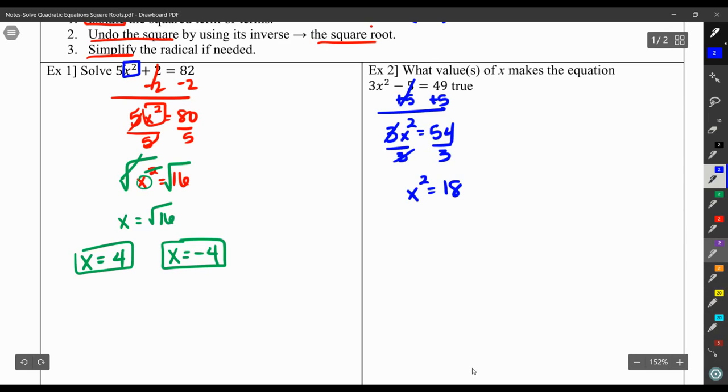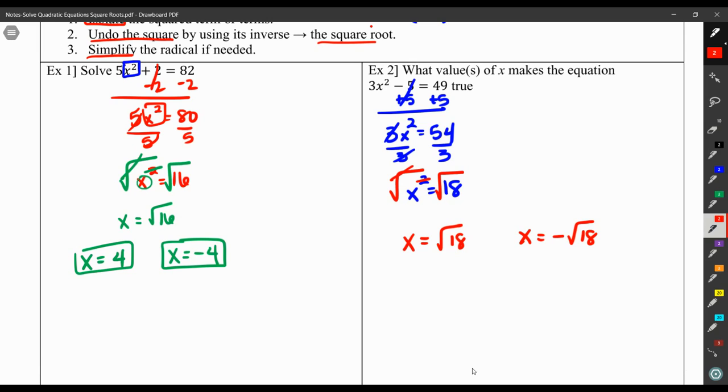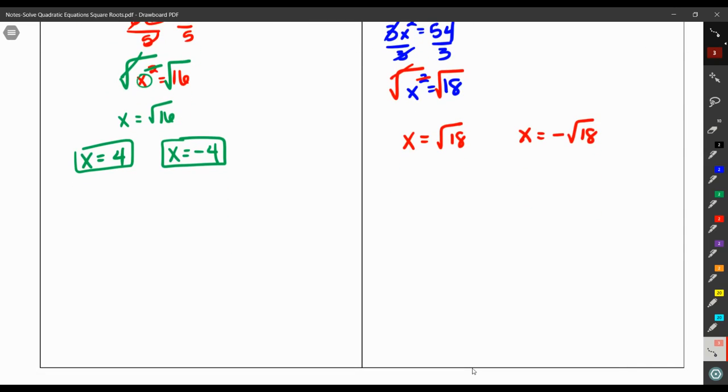So here we have x squared equals 18. If we try to take the square root of x squared and 18, the left side, the square and the square root will cancel and we get x equals, but then we're left with the square root of 18. But remember, we also have negative square root of 18 as well. 18 is not a perfect square like 16 was, so we actually need to simplify the square root of 18 down to something smaller if we can.